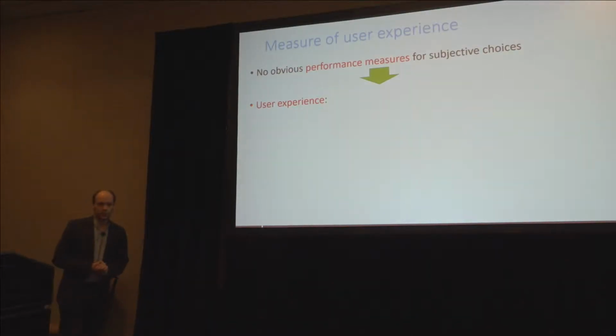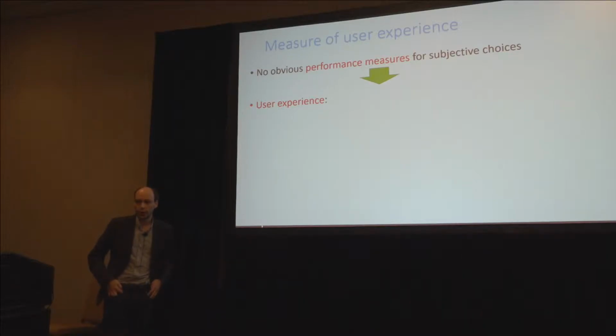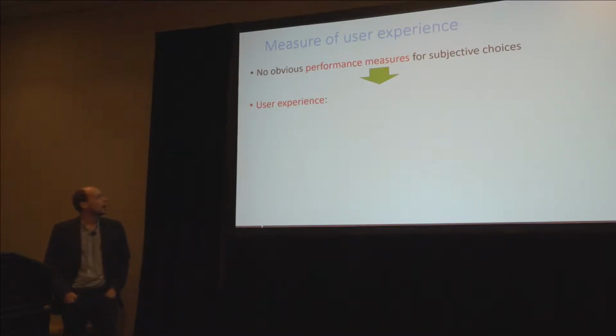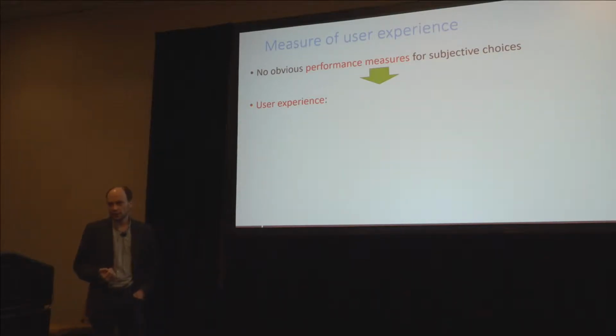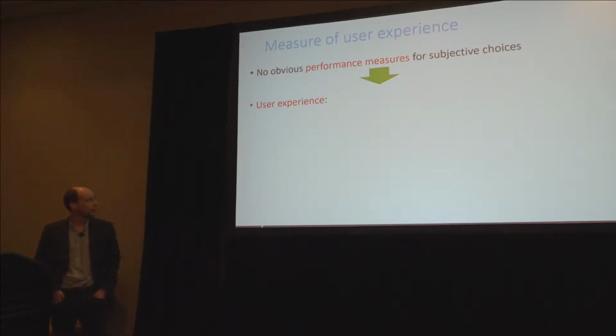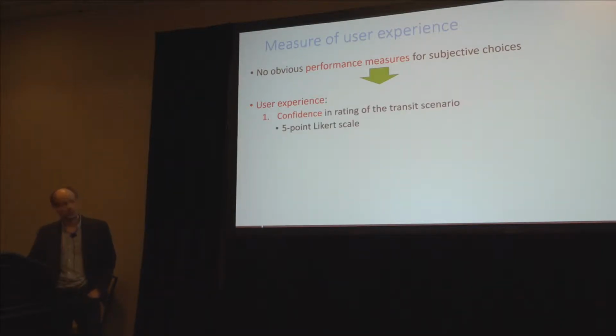So for the dependent measures in the study, one problem is that because the task is purely subjective, there's no measure of performance. In particular, there's no right or wrong ratings in this task, and also the time is not important because it's okay to take more time if the user provides better ratings at the end of the day. So instead, we measure three measures of user experience. The first one is confidence, self-reported by the user on a Likert scale.